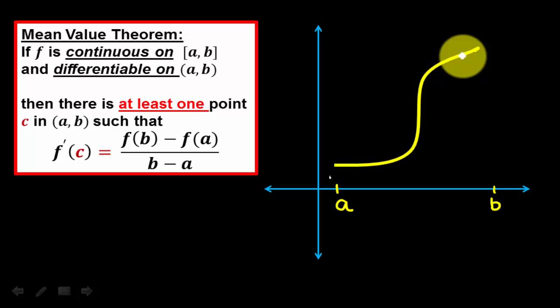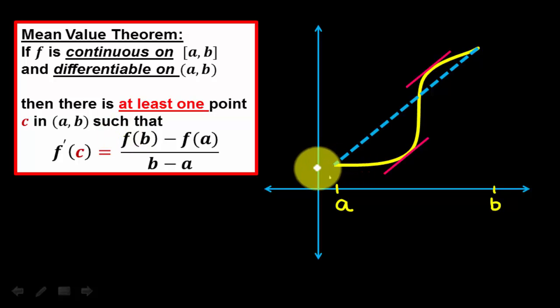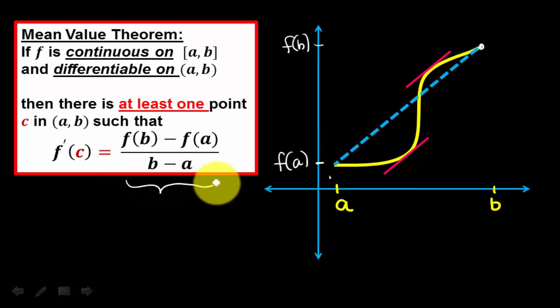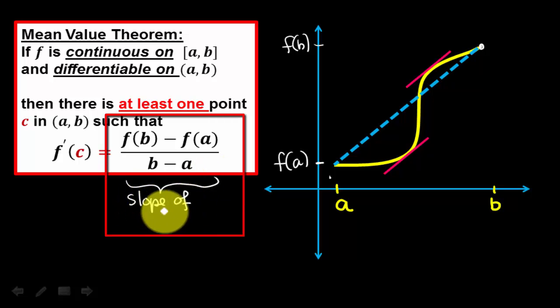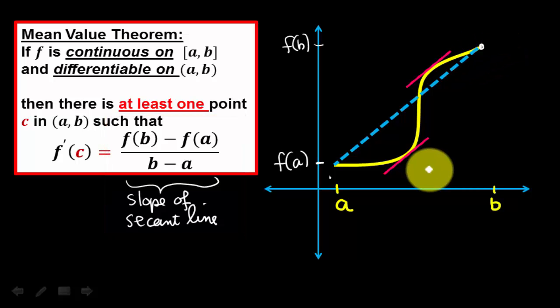Then it says there is at least one point C between A and B such that the slope of the line tangent to the curve will be equal to the slope of the secant line. Now, what is the slope of the secant line? Well, here is your f of A, and that's your f of B. Now, what is the slope of the blue line, the secant line? That's the slope of the secant line, which is your blue line. And then by the mean value theorem, you're guaranteed that between A and B you'll find at least one C. So let's just say one of the C's is here and another one right there.